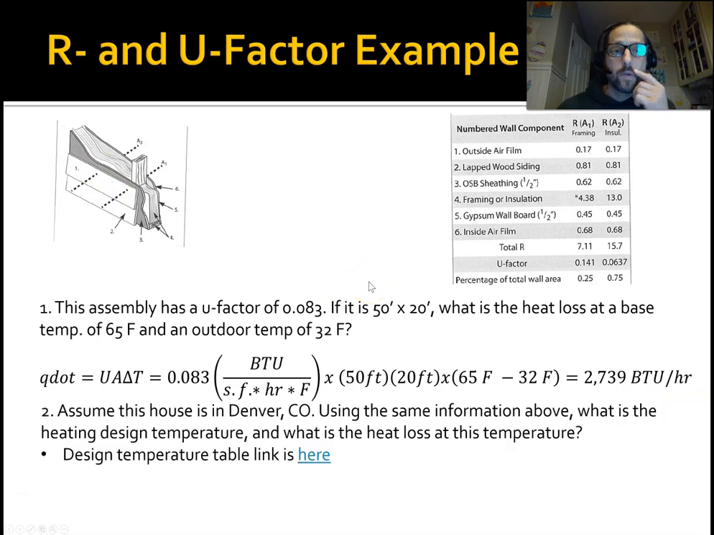So now we're going to integrate design temperature into this. Okay, so let's assume this house is in Denver, Colorado. And everything's the same, right? 1,000 square feet, 0.083 U factor. What's the heating design temperature? And what's the heat loss at this temperature? Okay, so we can actually find the design temperature table. So I linked to it here. In your lab, I provide a design temperature table, but here I'm going to link it here.